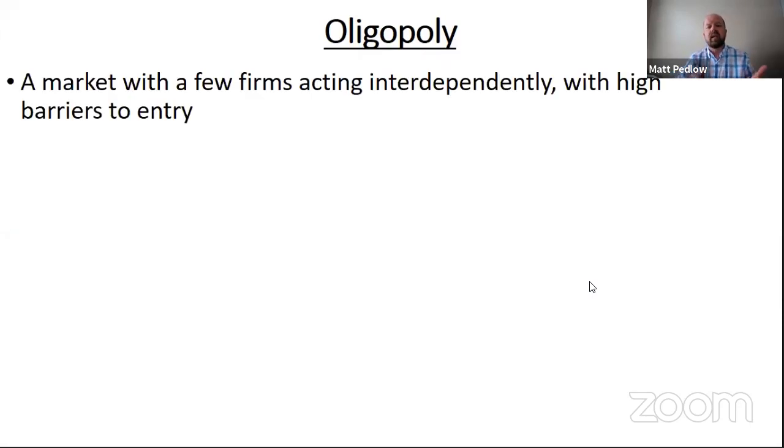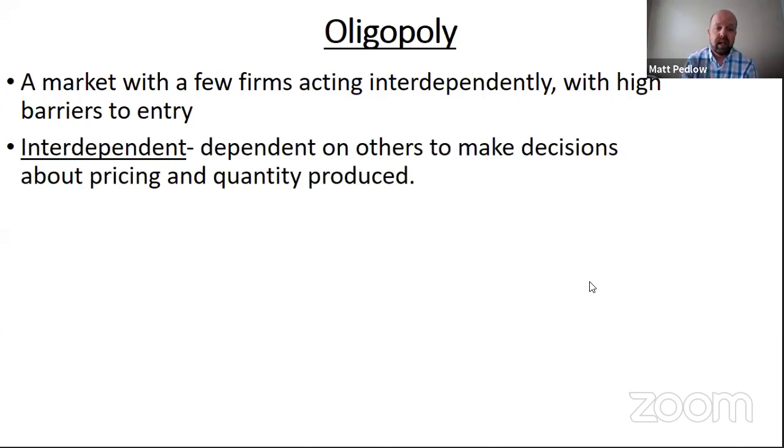Okay, so today, what is an oligopoly? Once again, few firms acting interdependently with high barriers to entry. That is the definition of what we call an oligopoly or an oligopolistic market. And interdependent, remember, means that you are dependent on others to make decisions about your quantities, your pricing decisions, things of that nature.